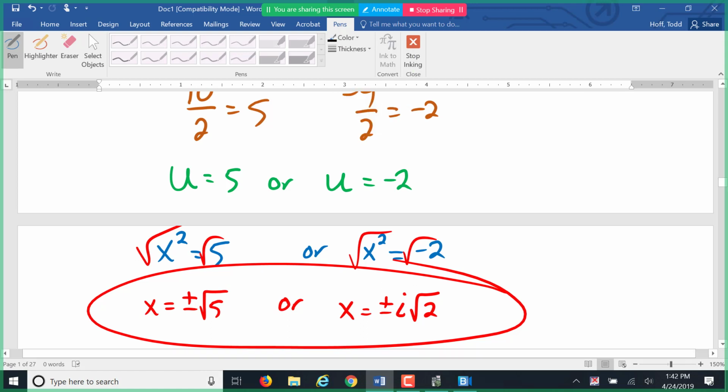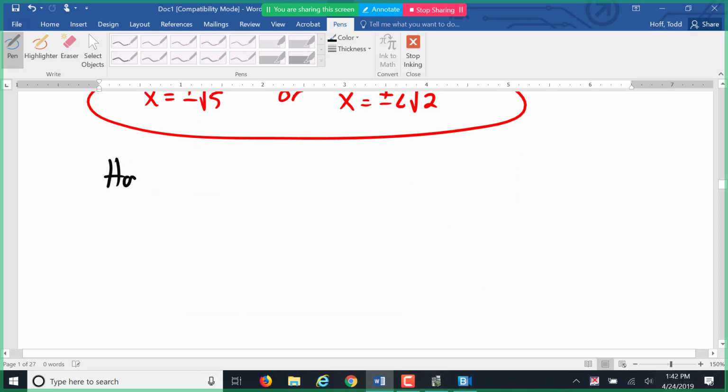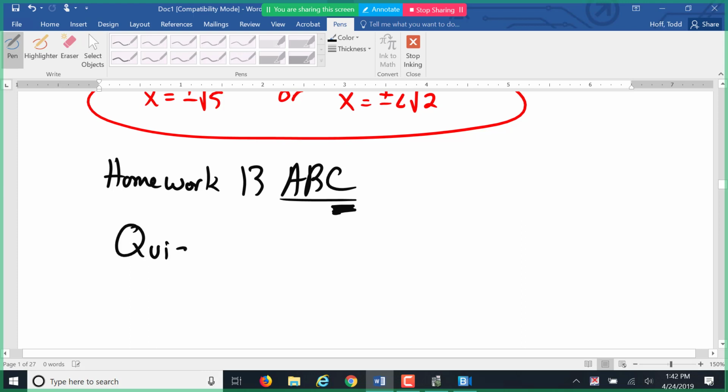I hate to leave you hanging over the weekend on that note, but we will start on Monday with this stuff and, of course, go into more detail on it. For now, remember homework 13 A, B, and C is the material we covered this week. The stuff we covered today is specifically 13C. And of course, quiz 13 needs to be completed by the end of the day Monday. You guys have a great weekend.